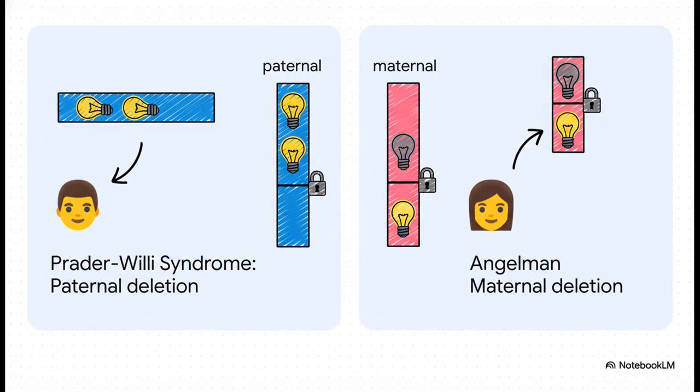So here's what's happening on chromosome 15. In this one particular region, you have some genes that are only active on the copy you get from your dad, and then you have another gene that's only active on the copy from your mom. So you can see if that paternal copy gets deleted, you lose its function and you get one disease. But if the maternal copy gets deleted, you lose its function and you get a completely different disease.